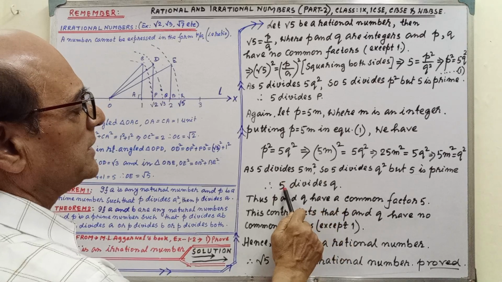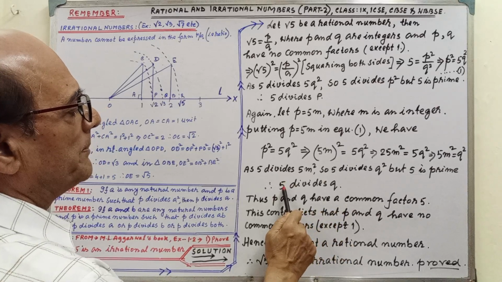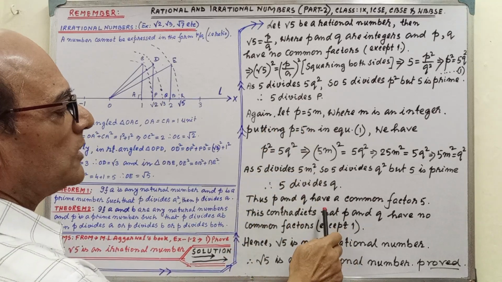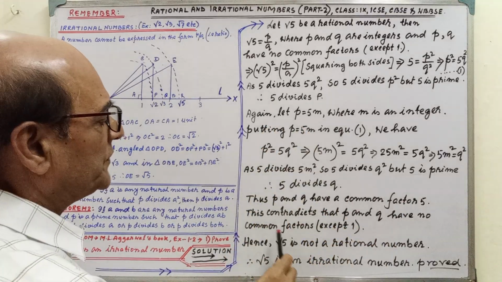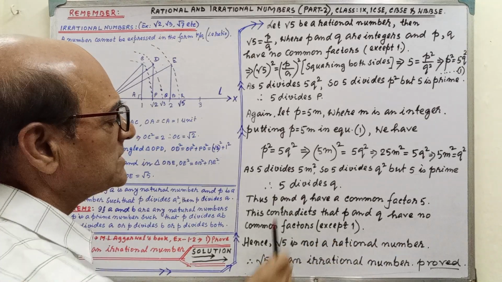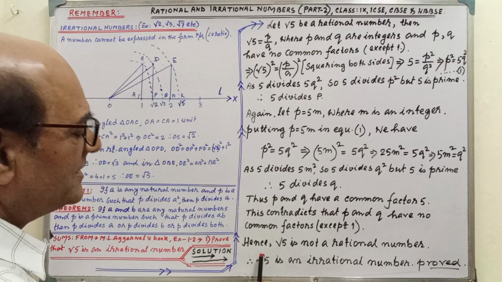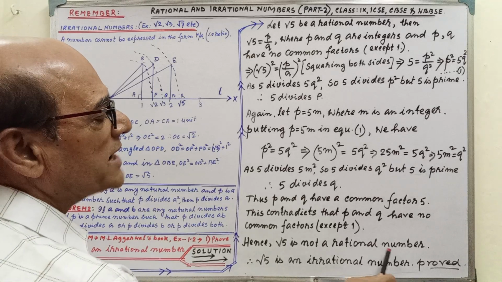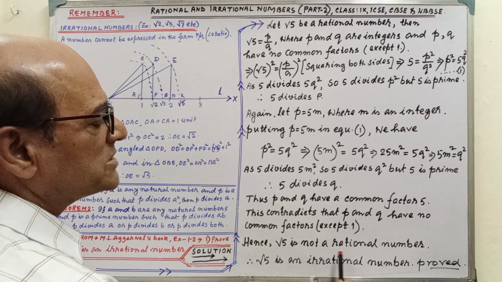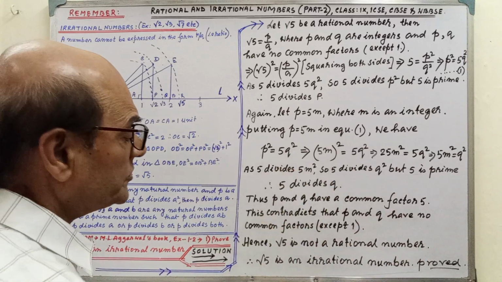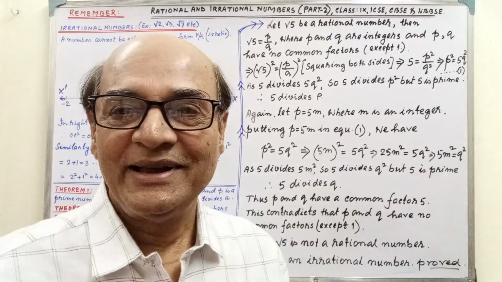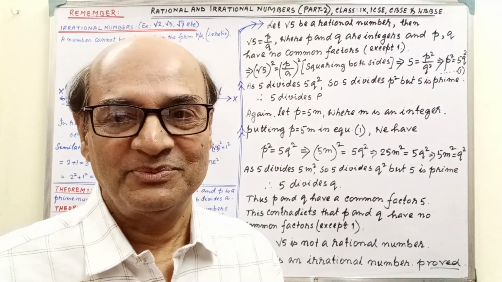In p we are getting the factor 5, here also factor 5, so we are getting the common factor 5. Therefore, p and q do have a common factor. This is a contradiction. Hence, root 5 is not a rational number. Common factor we are getting, therefore root 5 is not a rational number. If it is not a rational number, then root 5 is an irrational number. Proved. In this way, we have to prove.